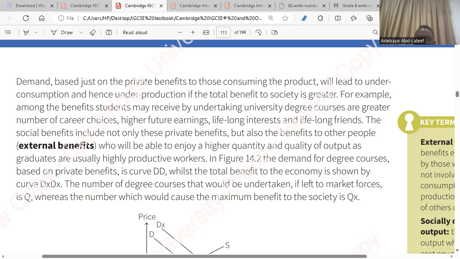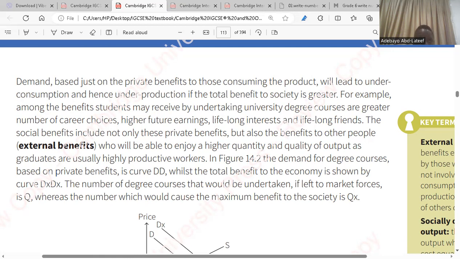Do you get what we are talking about here? So there's private benefit and external benefit. Private benefit is the benefit to that individual who took the action. External benefit is the benefit to the third party, those that are not involved in that action, but they are enjoying the action. Same goes for external cost.